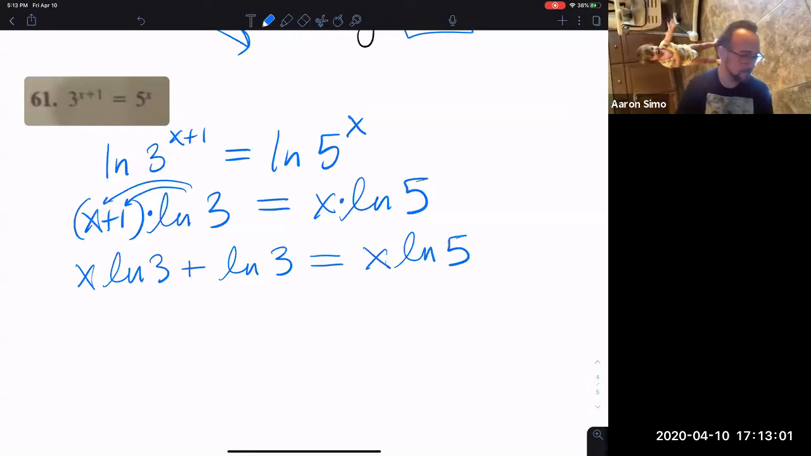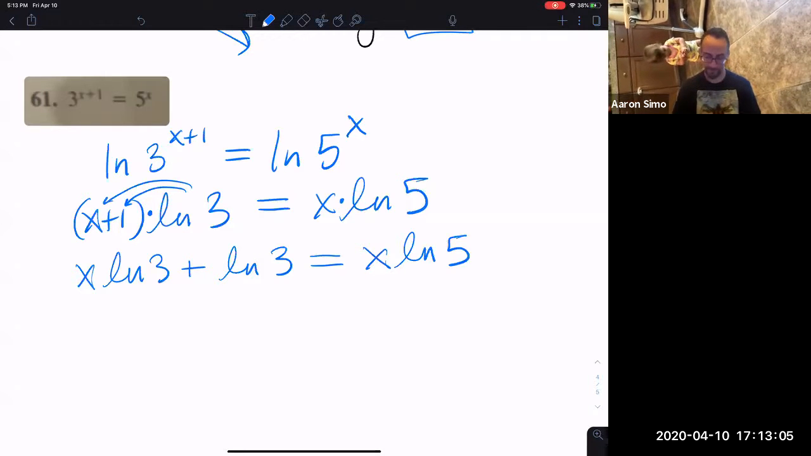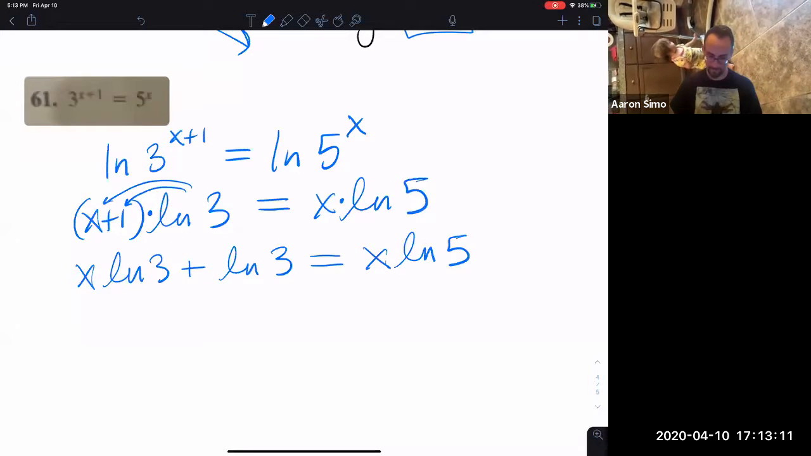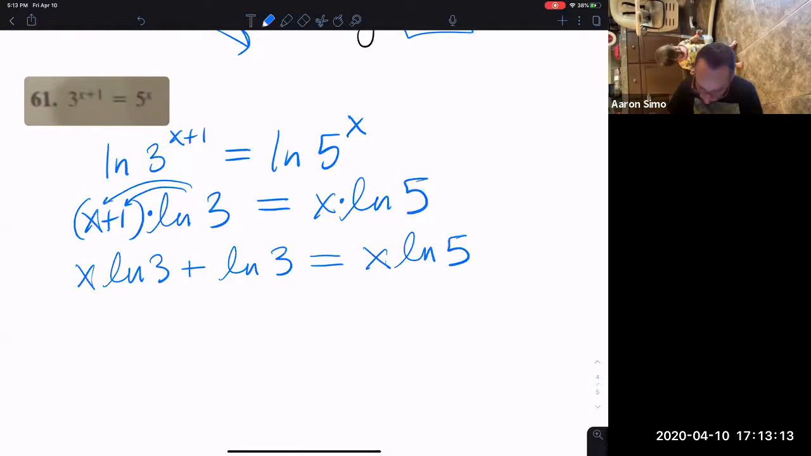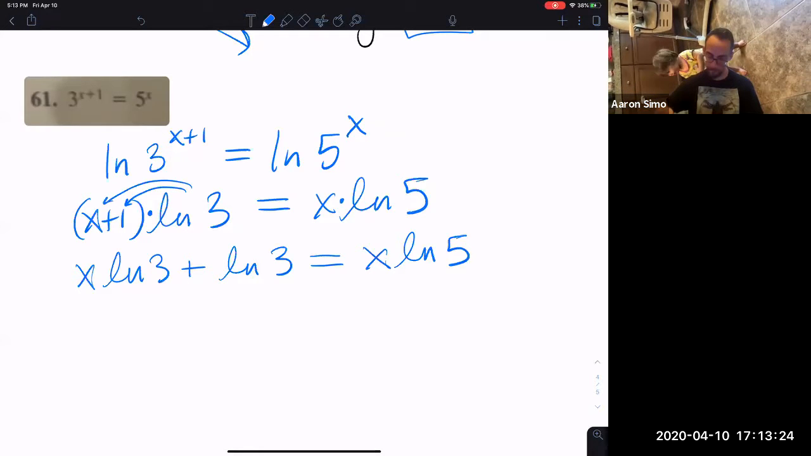Okay, so we want x on one side. Since we want x on one side, we could divide by ln 5 on both sides. Wait, no. Or how about we divide both sides by ln 3.